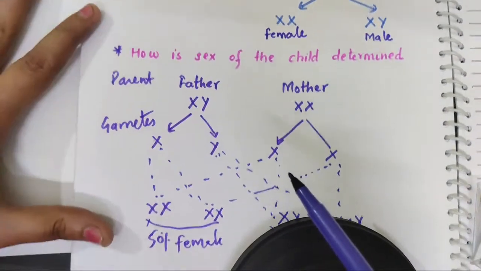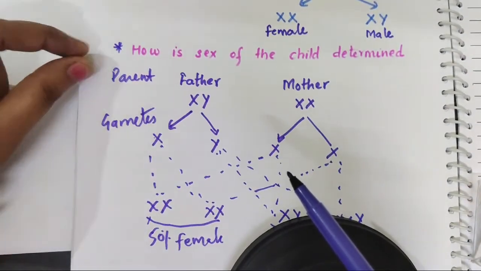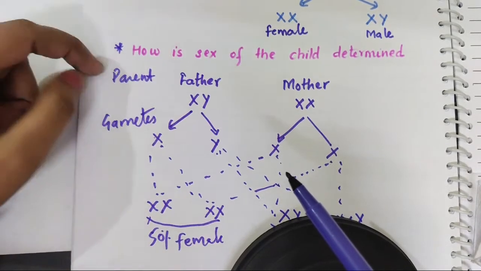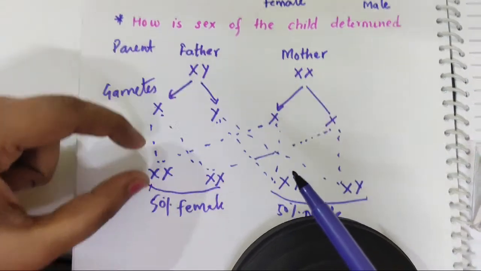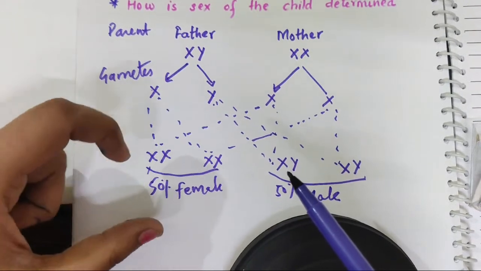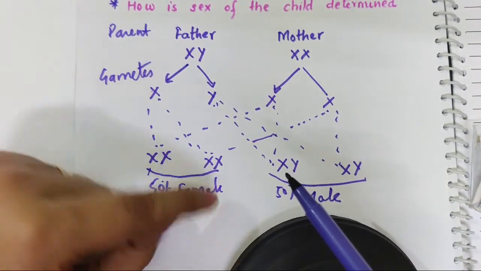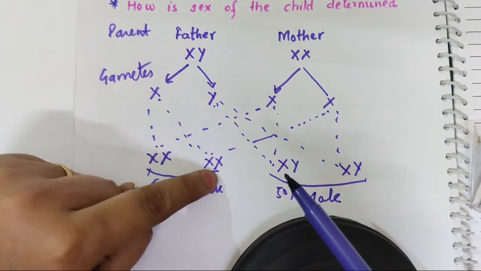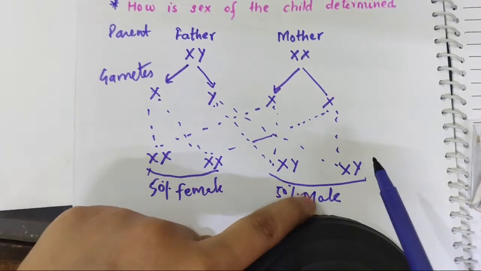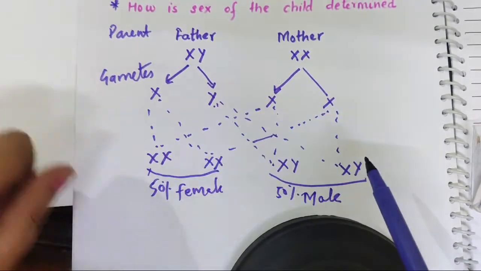So this is a 3 marks question in which you have to write the parent, then you have to write the gametes, then you have to fuse them together. In the answer you will get 50% female having XX chromosomes, and 50% male having XY chromosomes.